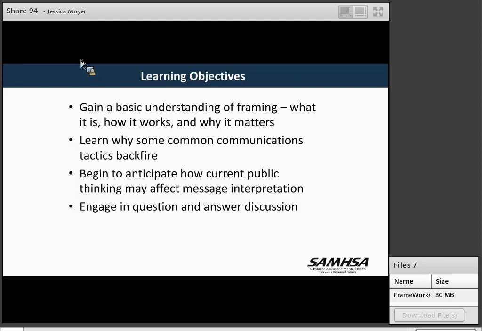Again, today's session will focus on system of care communication, and the objectives are to gain an understanding of framing, what it is, how it works, why it matters, some common characteristics of that, some common communications tactics and why they might backfire. Also to begin to anticipate how public thinking can affect message interpretation, and then we will have time for questions and answers.